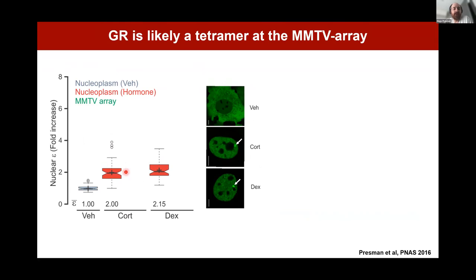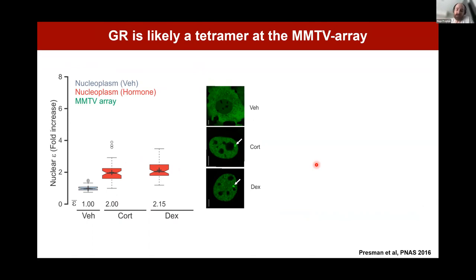So these are the results for what happens inside the entire nucleus, in red, for either the natural ligand corticosterone or the synthetic drug dexamethasone. So we have dimerization in the nucleus on both hormones. But the question is what happened at the array, okay?